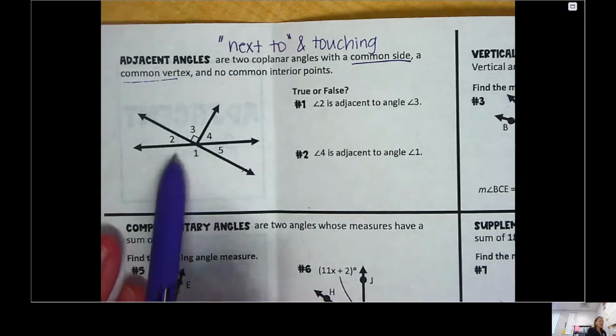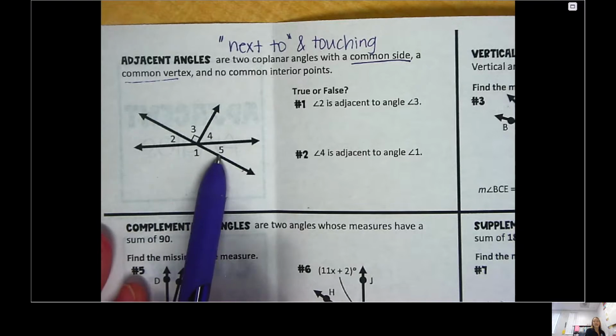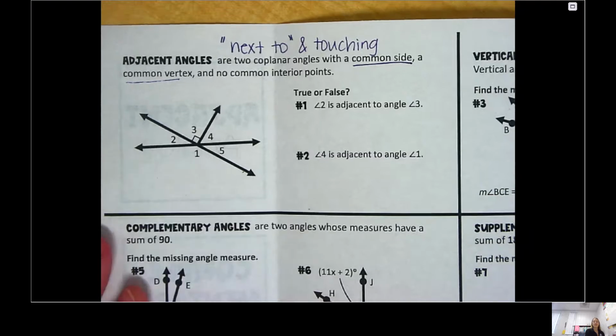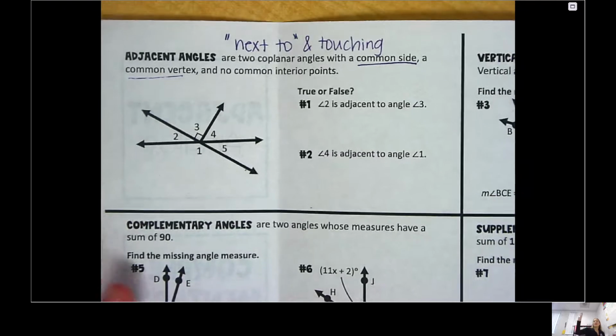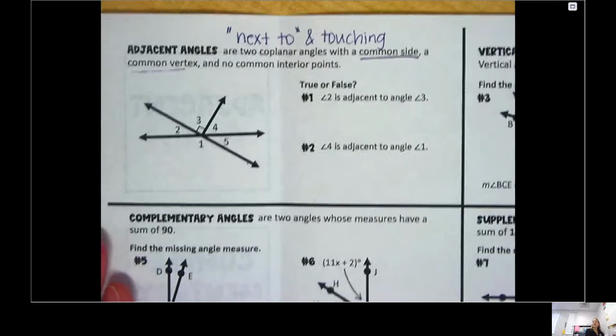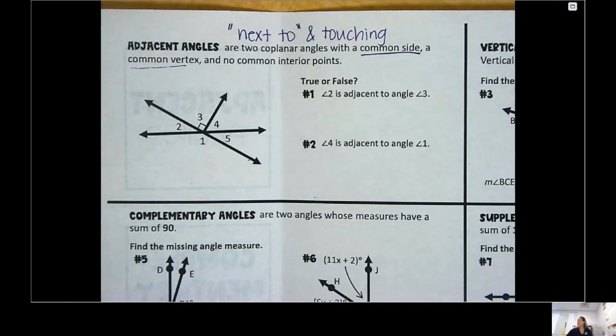Angle 1 is over here. The angle goes from one of the rays all the way to the other ray. That's an angle, from one ray to the other ray. You've got 5 different angles in this picture. So we're going to take a look and see if these statements are true or false.